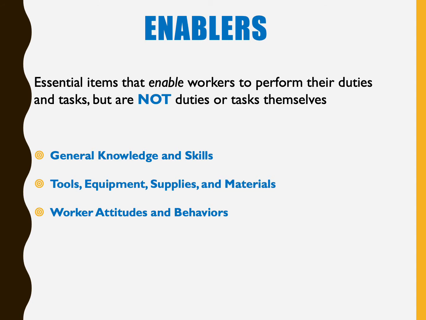Another thing that we're going to be trying to get are the enablers. These are essential items that enable workers to perform their duties and tasks, but are not duties or tasks themselves. This would include knowledge and skill sets that people in this field need to have. It will also list the tools, equipment, supplies, and materials that a worker would be using, and also what are the important attitudes and behaviors of a worker in this field.